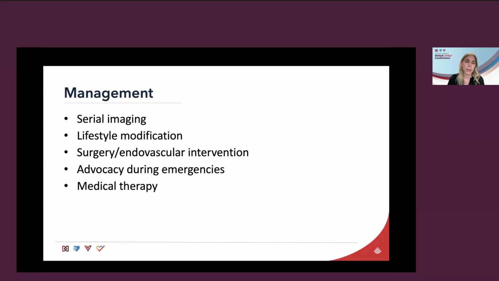I'll tell you what we will do. We do serial imaging, lifestyle modifications, surgery or endovascular intervention when needed, only when needed. Advocacy, a big part is advocating for yourself during emergencies, because a lot of VEDS is knowing what's going on and getting a diagnosis earlier. And I'm going to talk for a long time about medical therapy because there's a lot to discuss about that. I'm going to briefly go through the other things.